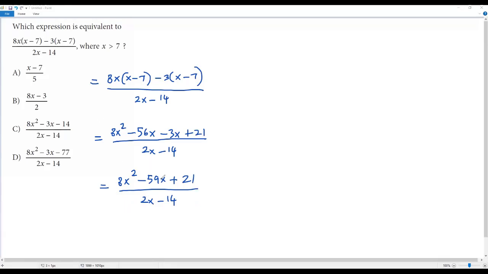For that, we have to factor the quadratic expression in the numerator and the linear expression in the denominator. I think the denominator can be factored easily. For these two terms, 2x and 14, the greatest common divisor is 2, so it has to be factored out. Let's factor the quadratic expression in the numerator. Let me take this one separately: 8x² − 59x + 21.